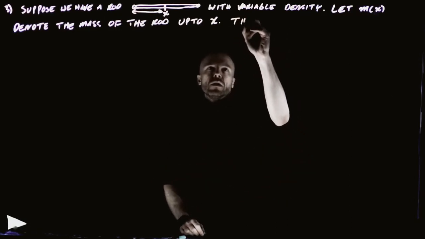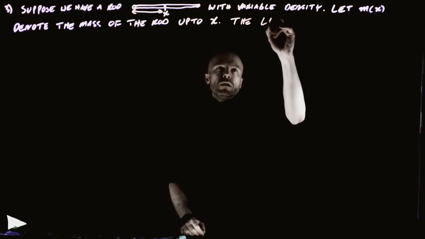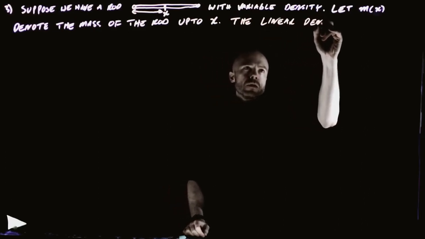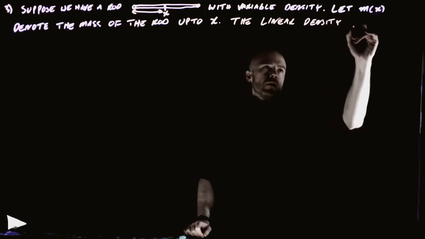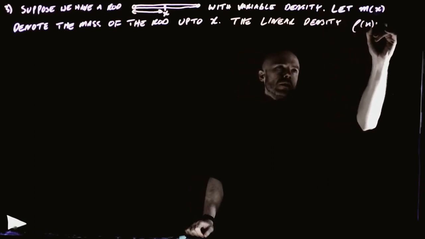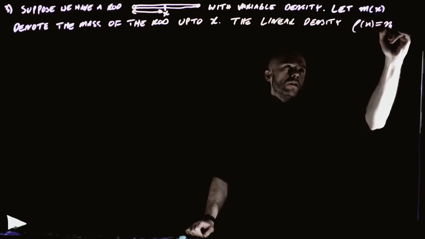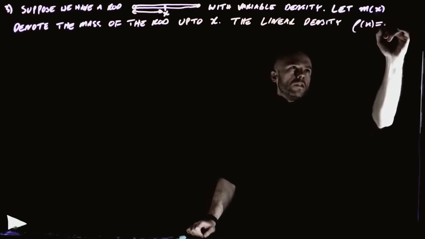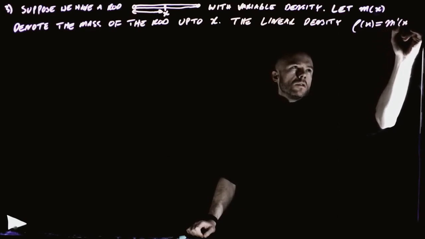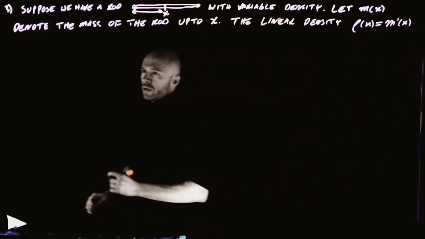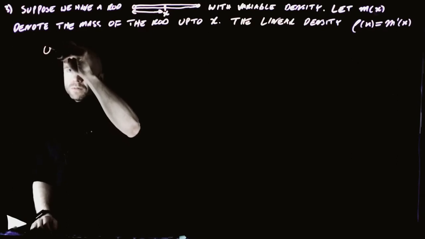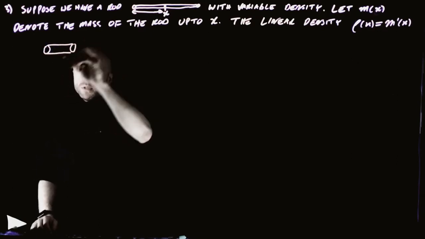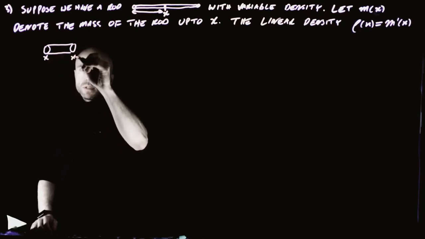So the linear density rho of x is defined to be equal to the derivative of m of x. And then I'll show you why that's reasonable. That's reasonable for the following reason. So let's draw a picture like this. This is the little section of the rod, say between x and x plus h.